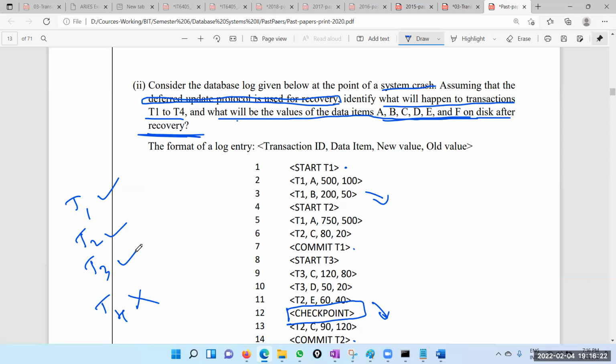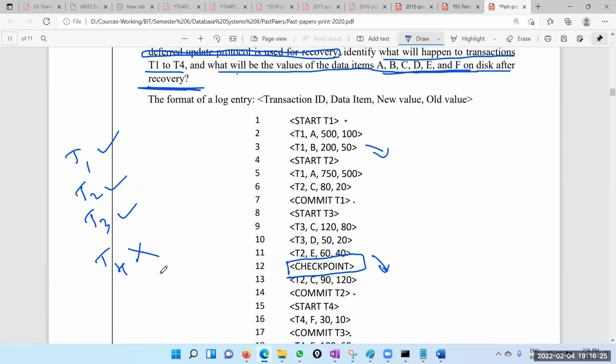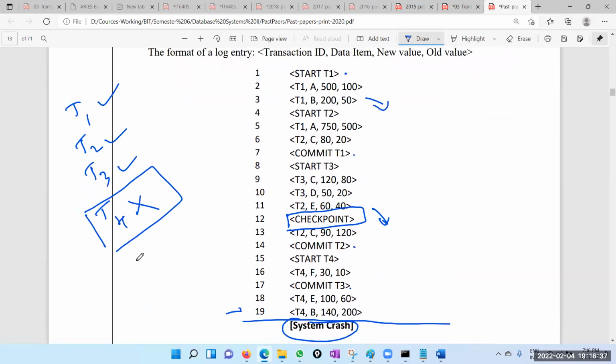So that means T1, T2, T3 are done. T4 is not finished. So definitely we have to undo T4. Where do we start transaction 4? Right here. Actually, we don't have to undo T4 as well, because here we don't flush unless committed. T4 has not committed. So therefore, actually we don't have to undo T4 as well.